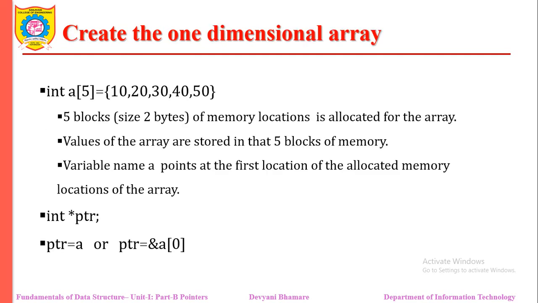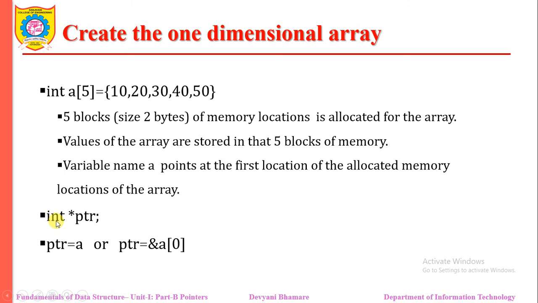We already saw that an array is a collection of similar types of elements. When we have an example, int a[5], the compiler will allocate 5 blocks of contiguous memory locations, and each block is of size 2 bytes. Then the values are initialized, and the starting address of that memory block is given the name a. That means we can say that the array name itself is the base address.